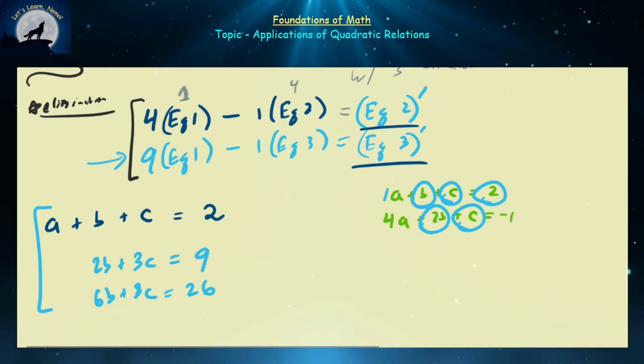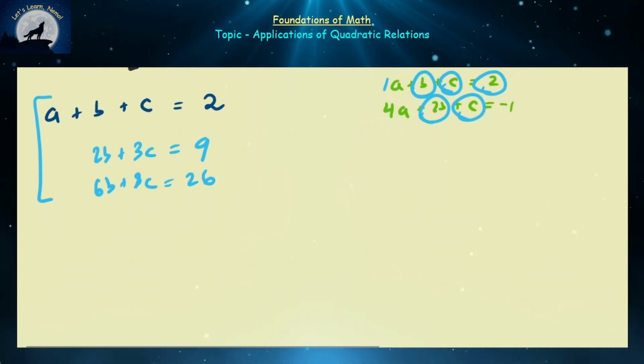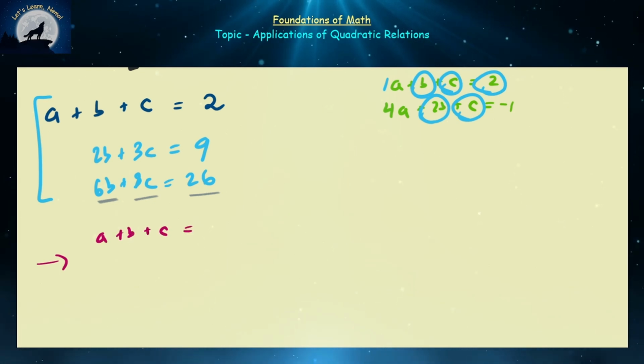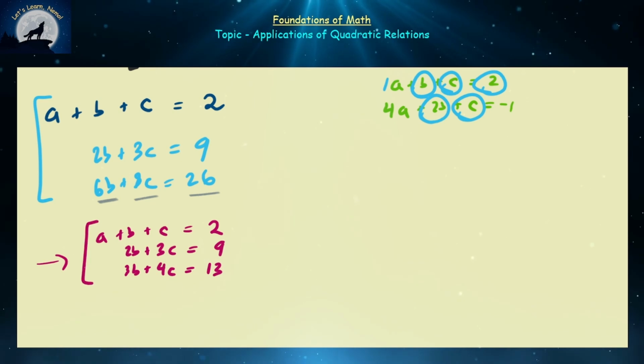Okay, so now we have this system of equations, and we can do a little bit of simplification on this last equation because everything is divisible by 2. So we can write this system as a plus b plus c is equal to 2, 2b plus 3c is equal to 9, and 3b plus 4c will be equal to 13.